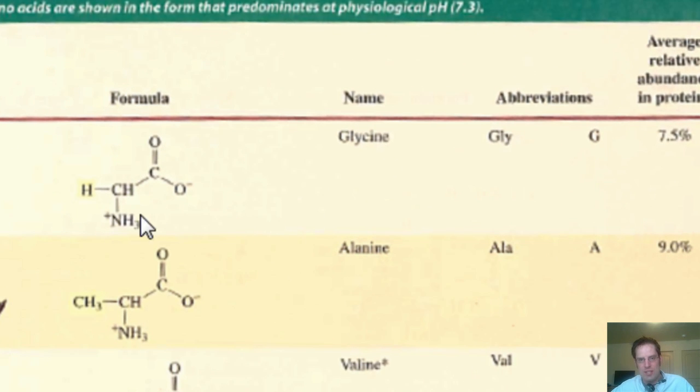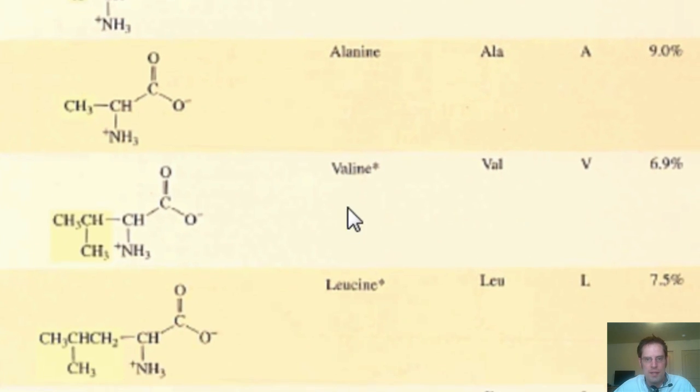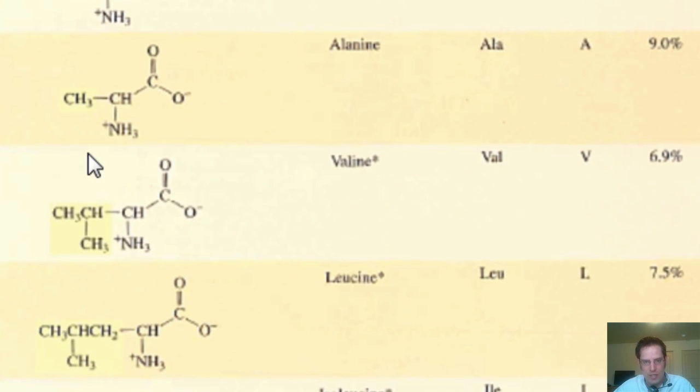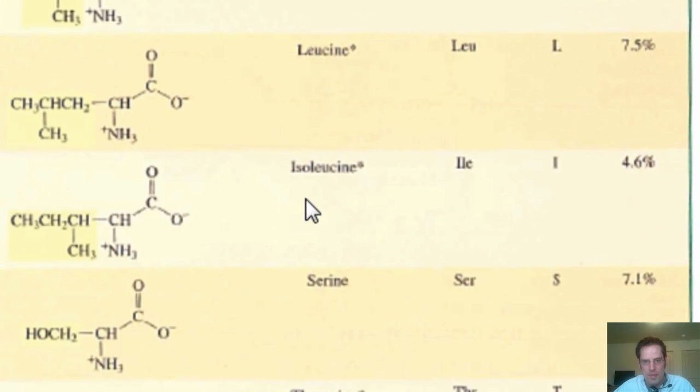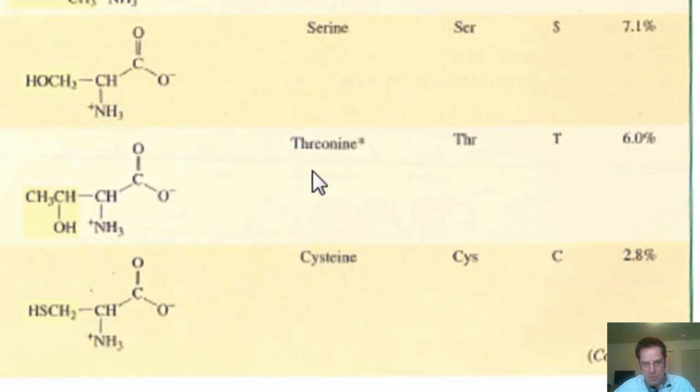Glycine, which has this structure here. And you'll notice that glycine's side chain is just a hydrogen. Alanine, which has this structure, its side chain is a methyl group. Valine, which has this structure, its side chain is an isopropyl group. Leucine, which has this structure over here, this is an isobutyl group. Isoleucine, which has this isomeric isobutyl group. Serine, which has this hydroxymethylene group. Threonine, which has this group. And cysteine, which has this group right here.